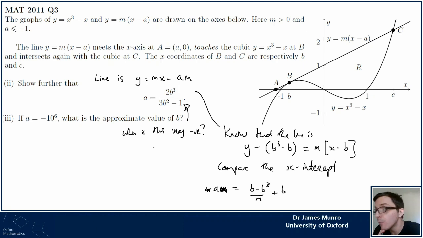And while also knowing, I suppose, that b is going to be somewhere around here on the curve. So b is going to be somewhere between -1 and 0, thinking about how this line meets in its tangent to the curve. Okay, so when is that very, very negative?